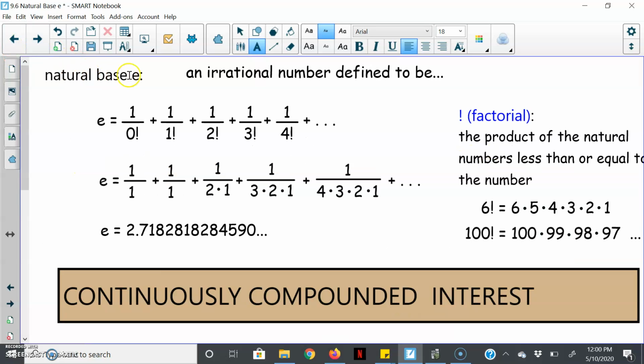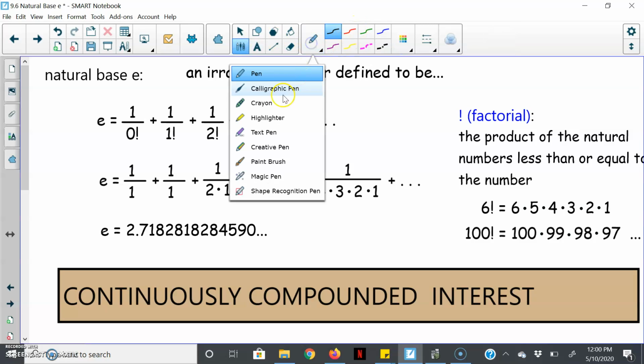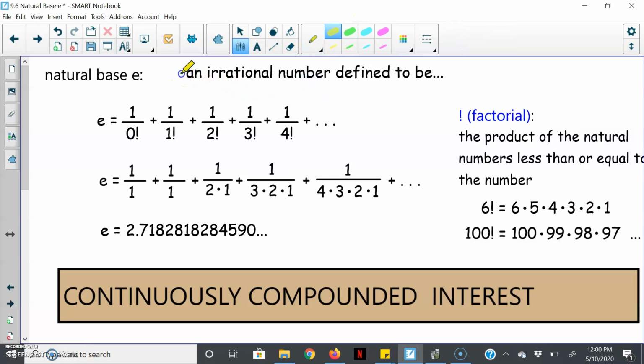All right, let's talk about the natural base E. All you need to know with this is that it's an irrational number. That's all you need to know. You don't need to worry about it being factorials or anything like this. You just need to know it's an irrational number. And we use this when we see the word continuously. If you see the word continuously, you are going to be using this equation coming up.